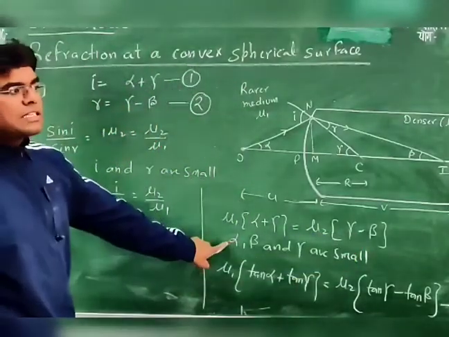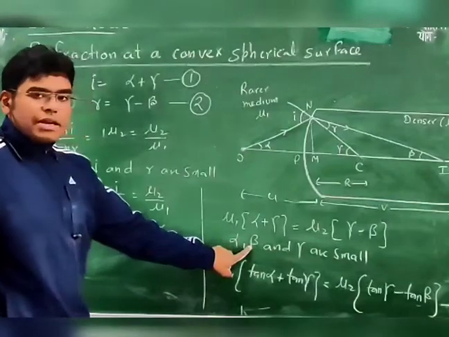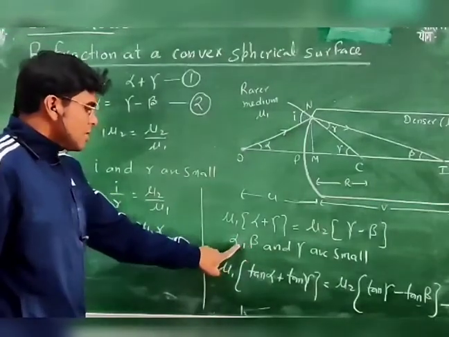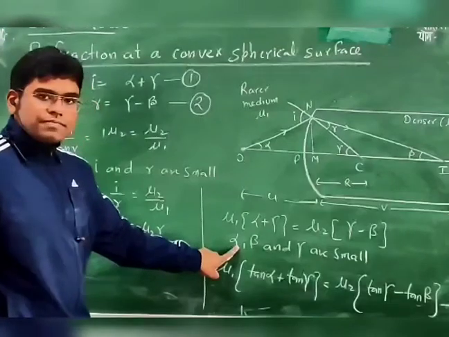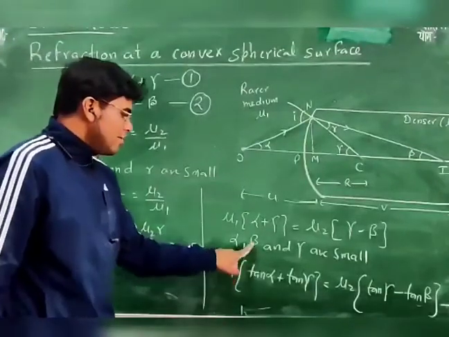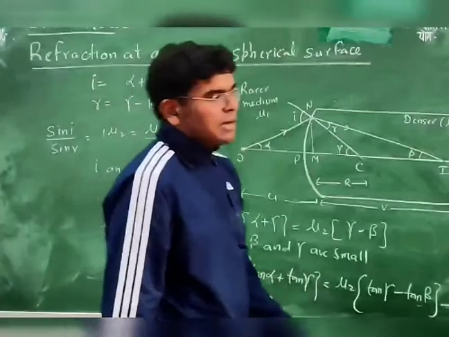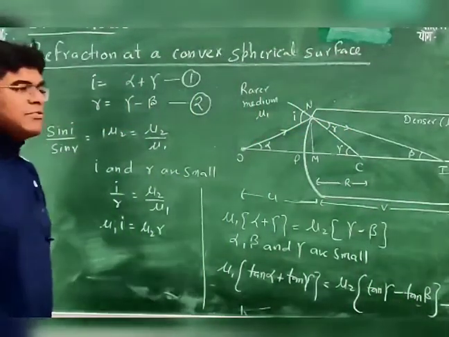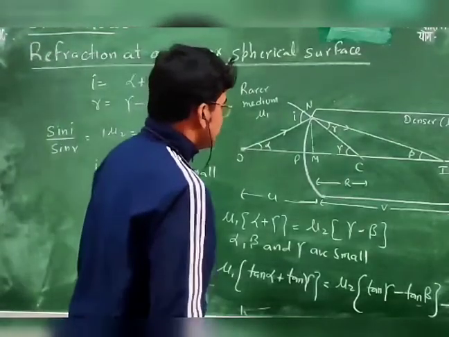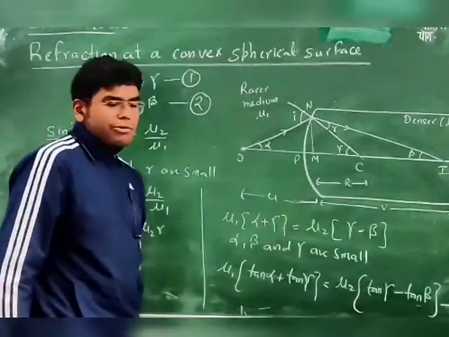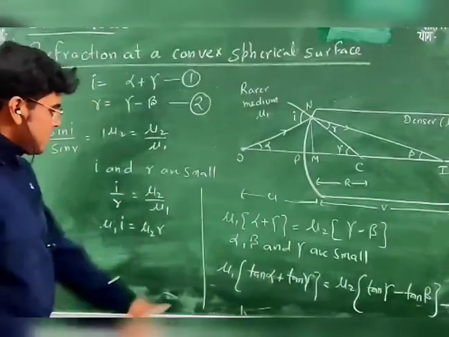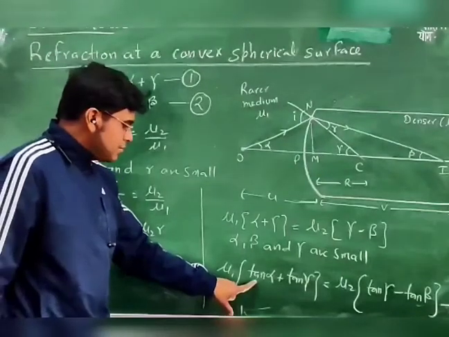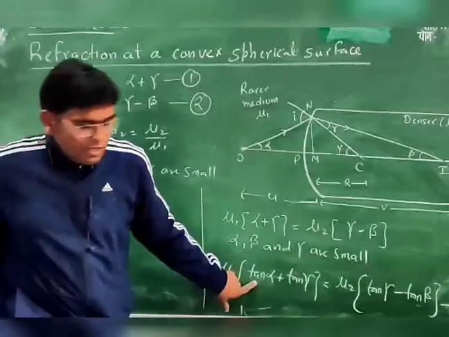Now the angles were taken small, so alpha, beta and gamma are also small. So instead of alpha, beta and gamma, we wrote tan alpha, tan beta and tan gamma, because we need the horizontal values, the values along the x-axis, as we need to make a connection between u, v and r. That's why we are taking tan. So we will place the values and see what we get.